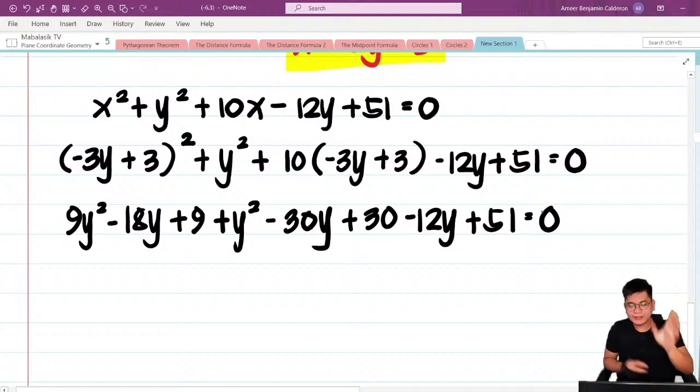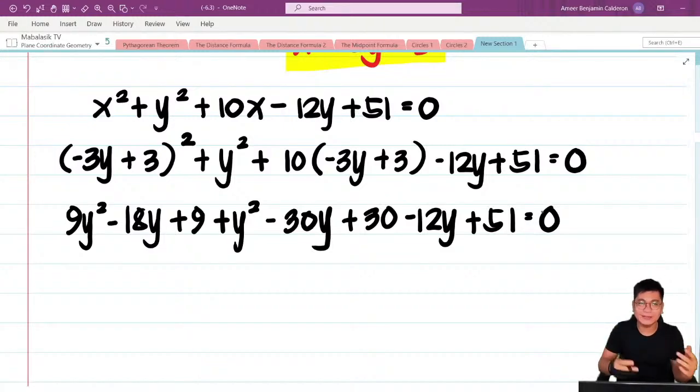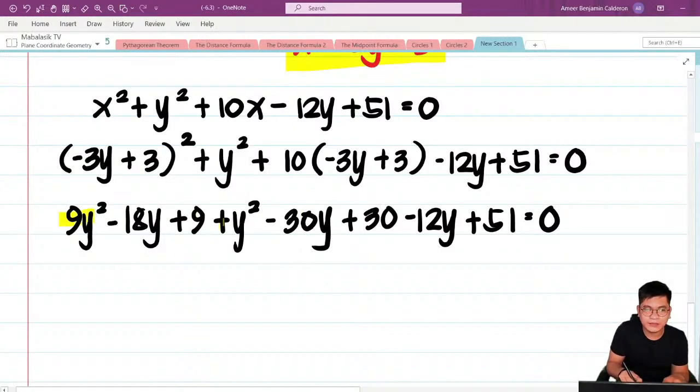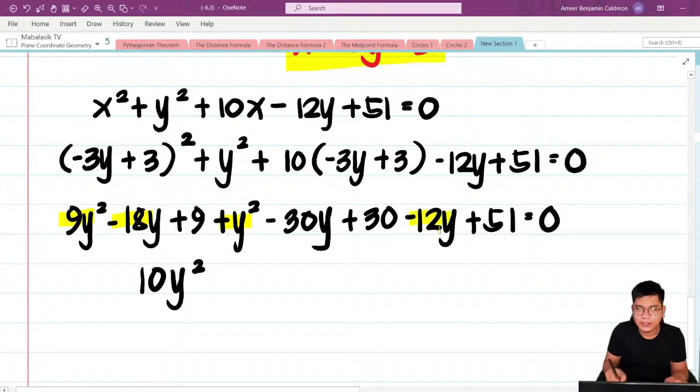Now we are hoping na sana divisible para mas mabilis tayong makapag-solve, di ba? So let us combine like terms. Parehas y squared. So that is 10y squared. Sana lahat divisible by 10, di ba? And then negative 18, tsaka negative 12, tsaka negative 30. Ilang tatlo, di ba? Tatlong negative naman yan. So obviously negative yan. And then i-add na lang natin silang lahat, di ba? So 18 tsaka 12 is 30. Plus 30 is 60. So 60y.